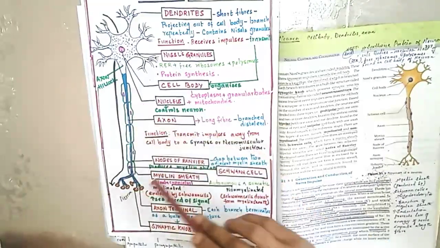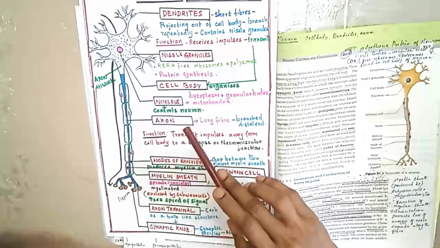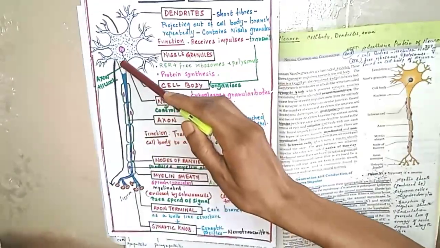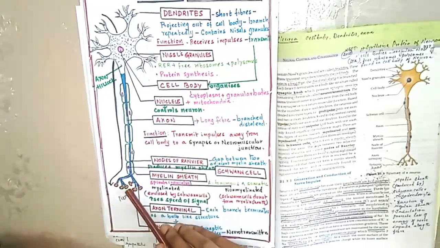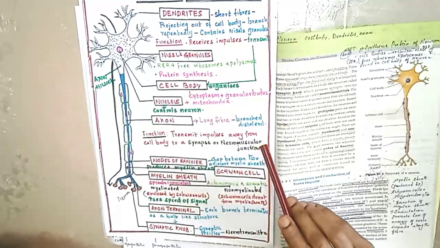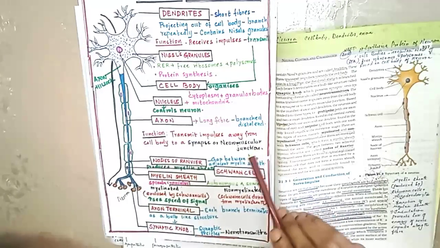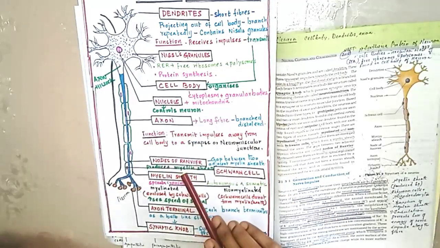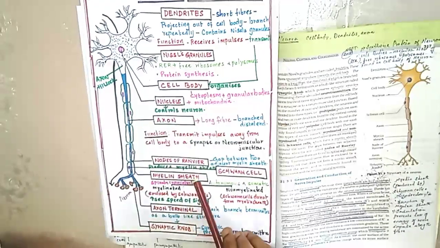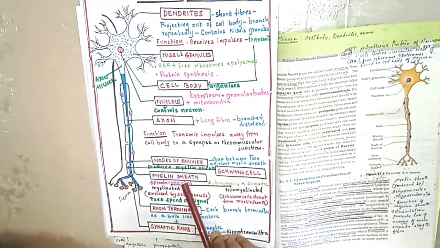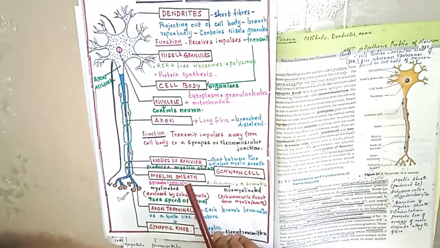Axon, this is the long fiber. It has a branched distal end. The function of the axon is to transmit the impulse from the cell body and relay it to a synapse, the junction between two neurons, or to a neuromuscular junction, the junction formed between a neuron and a muscle. Next you have the nodes of Ranvier, the gap between two adjacent myelin sheaths. The myelin sheath is formed by Schwann cells. Depending on the presence or absence of myelin sheath, nerve fibers are divided into myelinated and non-myelinated. In myelinated nerve fibers, the speed of the signal is very quick.